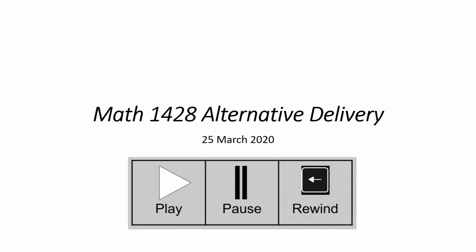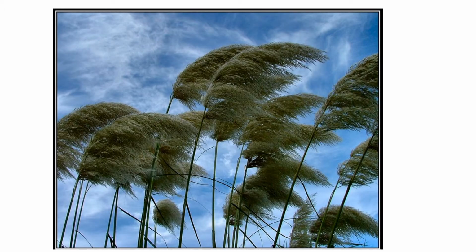This is Math 1428, Alternative Delivery for 25th March 2020. You should have done a cursory reading of Section 4.4 in order to gain the maximum benefit from this, and I assume that, but please do active working through these slides, hitting the play and pause, and have pencil, paper, calculator, and book.